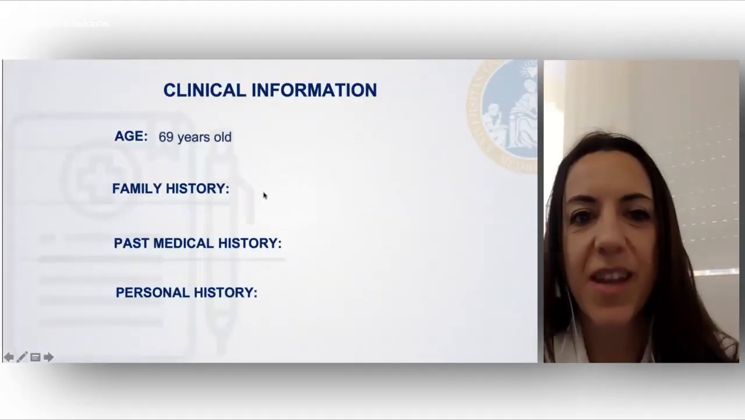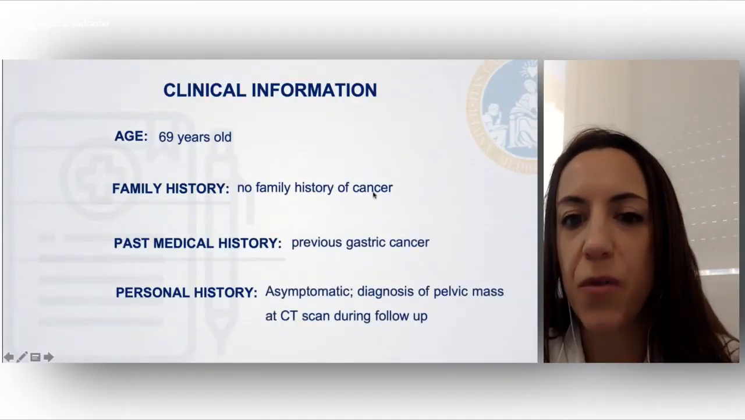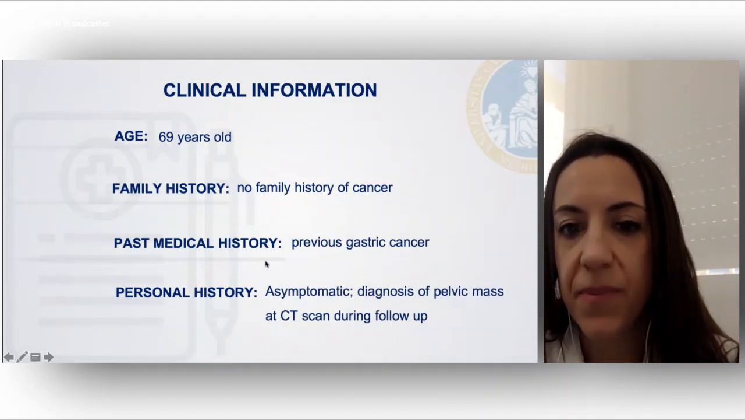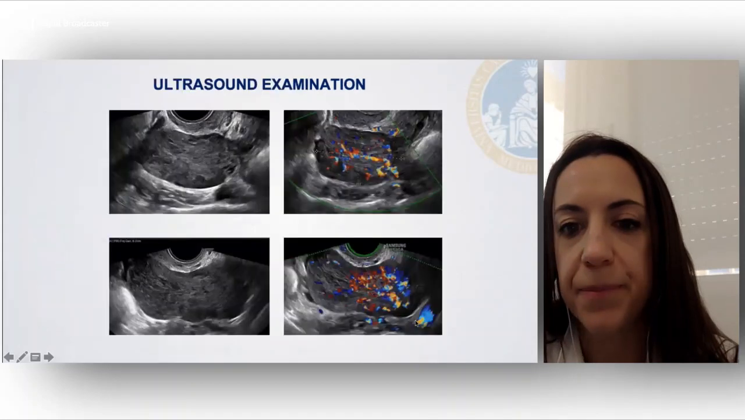Exactly. Now, Francesca, next case. A 69-year-old patient with no family history of cancer. She had a previous gastric cancer. She was asymptomatic, but there was a diagnosis of pelvic mass at CT scan during follow-up.